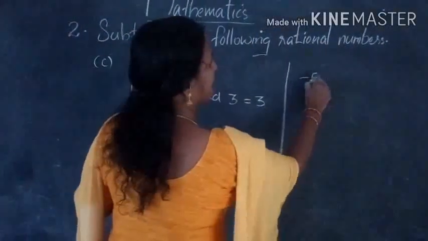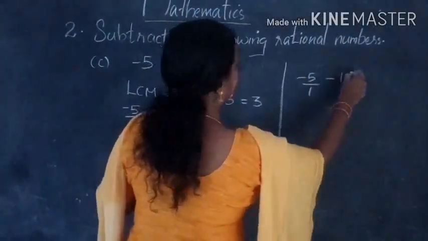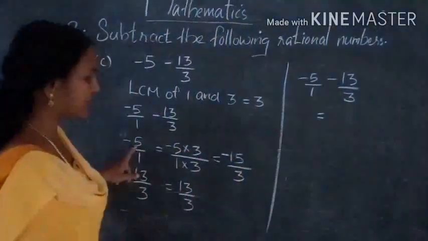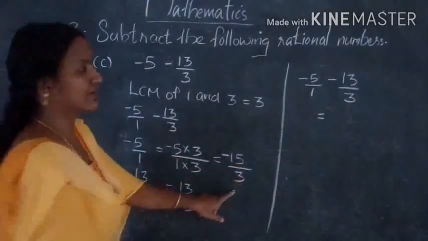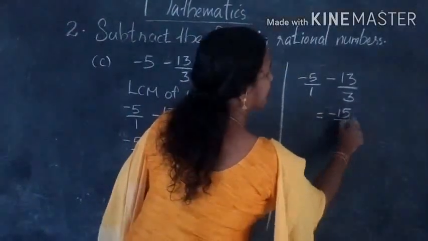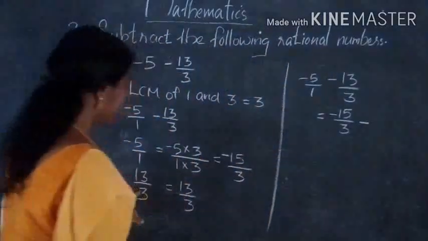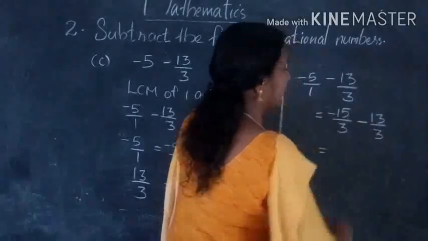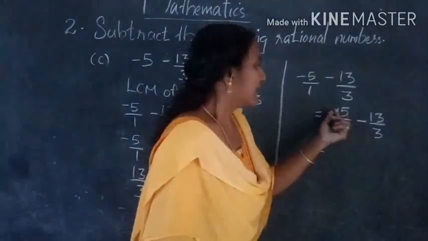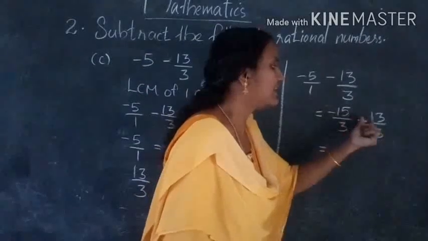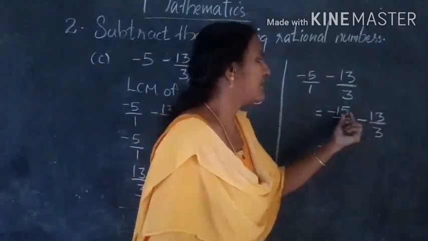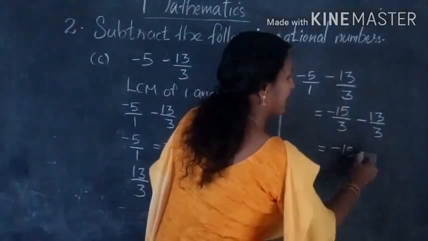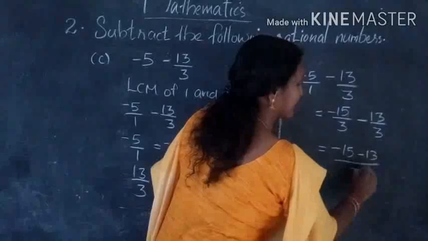Minus 5 by 1 minus 13 by 3 is equal to, minus 5 by 1 is equal to minus 15 by 3. Minus 15 by 3 minus 13 by 3, write the same number. Here the denominators are same. Here the numerators are minus 15 and minus 13. So we add minus 15 and minus 13 divided by 3.